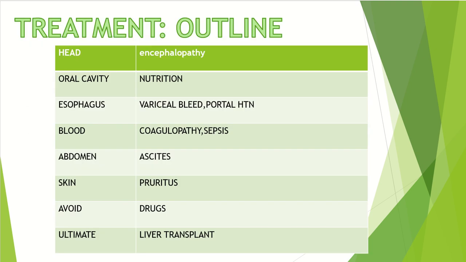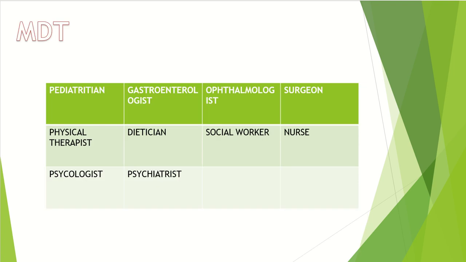Now, in order to know the treatment, first of all we have to make an outline of the basic things that need to be corrected in CLD. So let's start from the head. In the head, we have to treat encephalopathy. In the oral cavity, we'll deal with nutrition. In the esophagus, we'll deal with variceal bleeds and portal hypertension. In the blood, we have to deal with coagulopathy and sepsis. In the abdomen, with ascites. In the skin, with pruritus. We have to avoid drugs. And the ultimate treatment is the liver transplant.